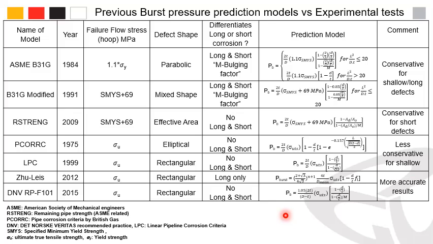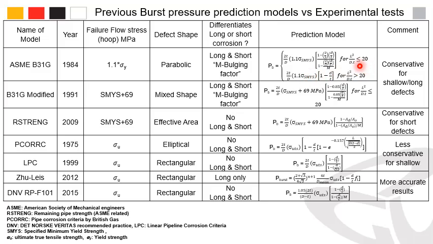Now, previous prediction models against experimental tests. From the available literature, I made a comparison between seven previous prediction models. The failure stress in these models is different. The defect shape adopted is also different. Some models provide separate equations for long and short corrosions, while others do not differentiate between long or short corrosion at all.